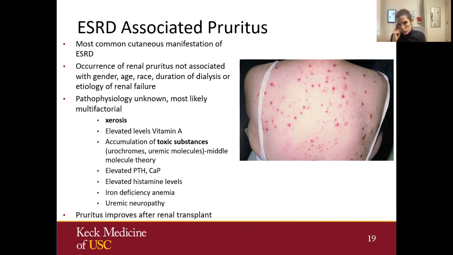So the most common cutaneous manifestation of end-stage renal disease is pruritus. I'm sure that probably everyone on this Zoom today has had a patient who suffers from pruritus, and probably everyone has had a patient who suffers from pruritus from end-stage renal disease. One thing I try to teach my residents, just generally speaking, about pruritus is that it's a miserable impact on quality of life for patients.